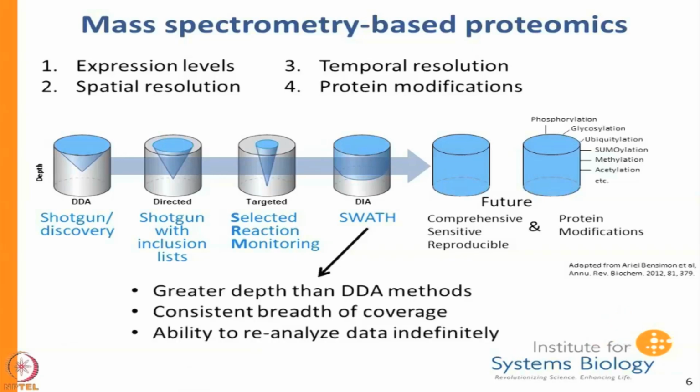So the advantages of SWATH are you get greater depth than DDA methods, you get more consistent breadth, the broadness across seeing all the proteins at a given level, and you're able to reanalyze the data pretty much forever. Because you're essentially fragmenting everything, you have information about everything. With these other techniques, you've selected an ion and fragmented, so you only have partial information. Here you have complete information that you can reanalyze forever.